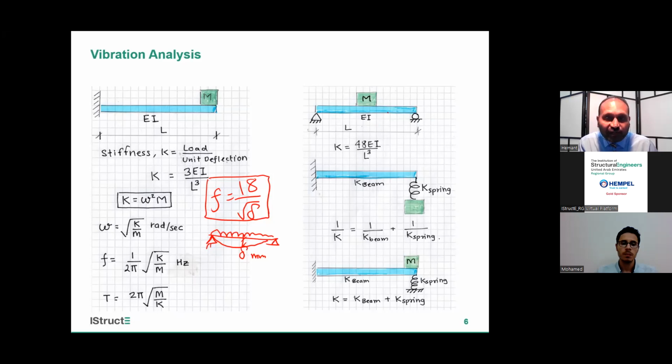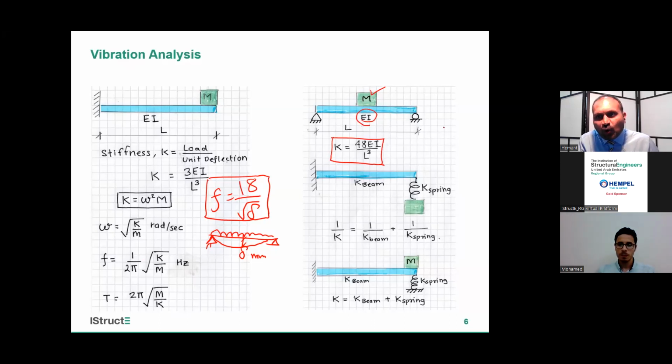Second example, here I have taken a beam with mass at the center, stiffness EI and mass. So deflection for a simply supported beam, we remember PL cube over 48 EI. So I can get stiffness, the load required for unit deflection. I put delta equals to 1, so this is my stiffness. And now to calculate frequency or time period, I put it into this equation and I have a time period.